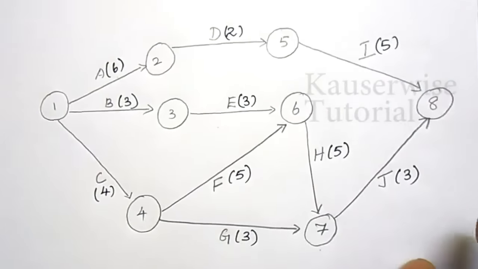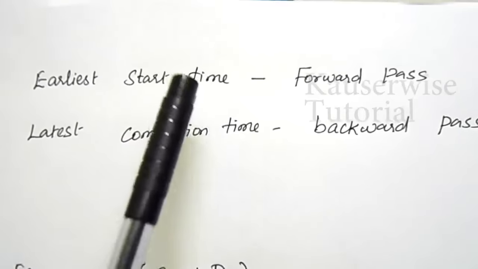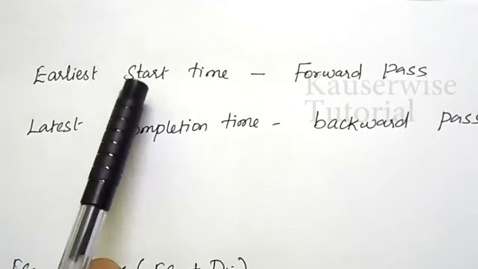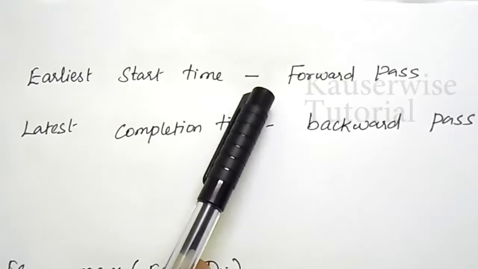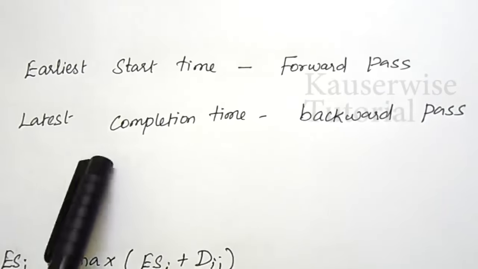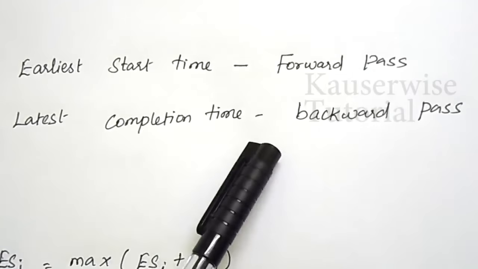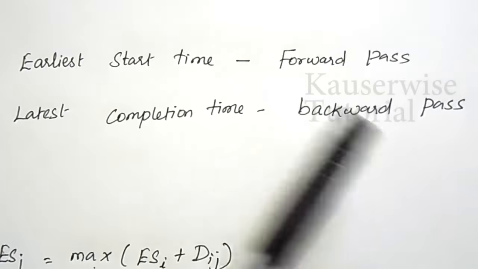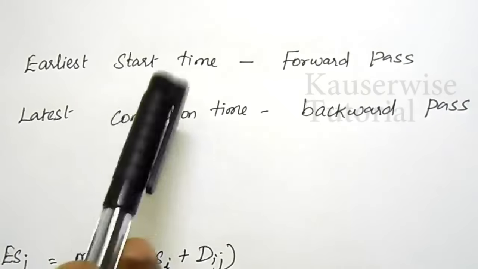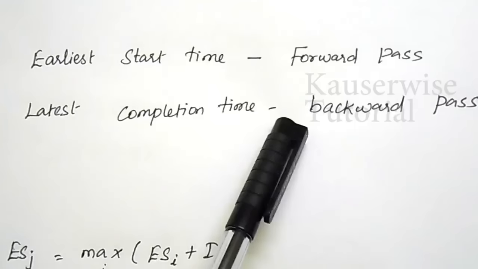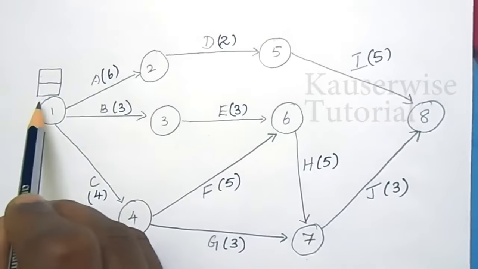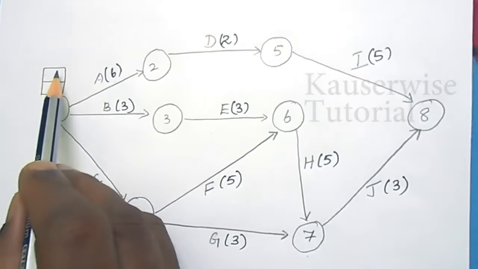After entering the expected duration for each and every activity, the next step is we need to find the critical path. In order to find out the critical path, it has two phases. Phase 1 is determine earliest start time of all the nodes. This is called as forward pass. The second step is determine latest completion time of various nodes. This is called as backward pass. These are the important steps need to be followed in order to find out the critical path. Let me show the calculation for earliest start time and latest completion time for each and every node.